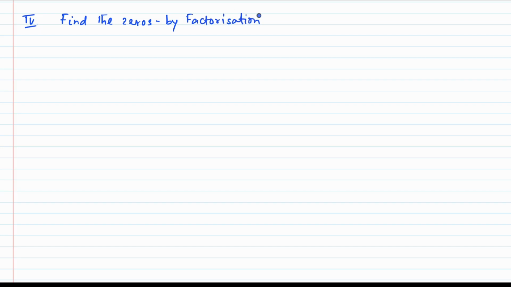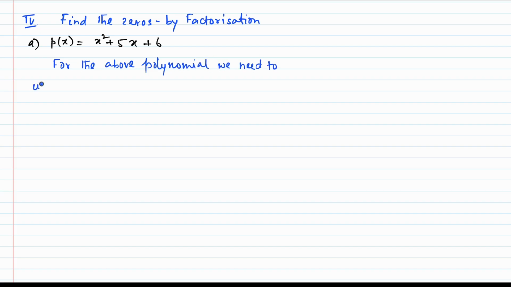Now let's take the fourth kind of problem, and these are now slowly getting a little bit more complex. I will not say complex, but a little bit more we need to work on, like find the zeros by factorization. I think we have all done the factorization, but we are repeating the concept here. So p(x) is equal to x square plus 5x plus 6. It is again a polynomial of degree 2 because the highest power is 2, and this is a quadratic polynomial. So for the above polynomial, we need to use the factorization. How will we do it?